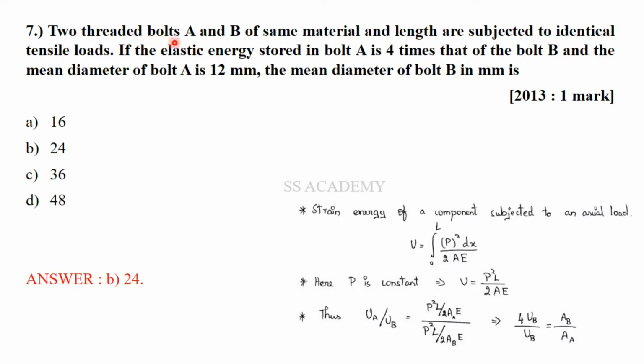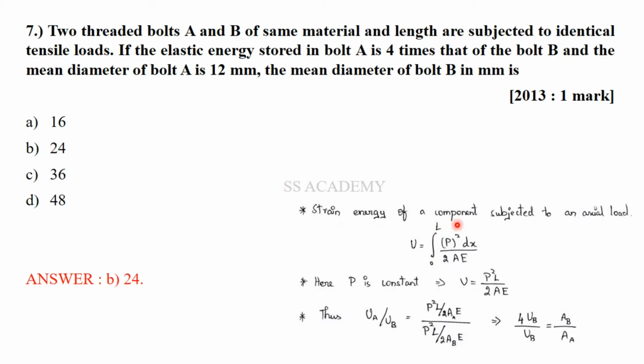Two threaded bolts A and B of same material and length are subjected to identical tensile loads. If the elastic energy stored in bolt A is 4 times that of bolt B and the mean diameter of bolt A is 12 mm, find the mean diameter of bolt B in mm. They are asking the mean diameter of bolt B and they have given the elastic energy relation. So we must relate elastic energy with respect to diameter. Okay, it is a 2013 GATE 1 mark question.